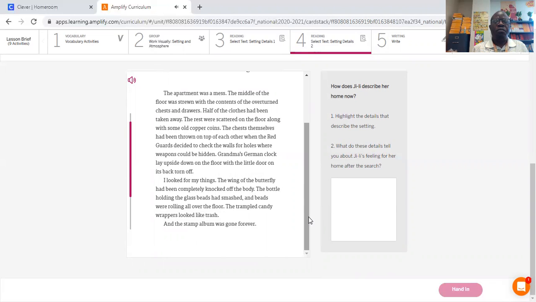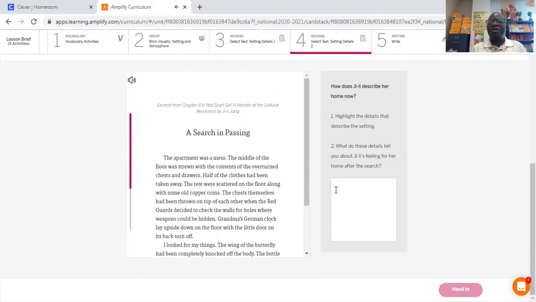I looked for my things. The wing of the butterfly had been completely knocked off the body. The bottle holding the glass beads had smashed, and beads were rolling all over the floor. The trampled candy wrappers looked like trash. And the stamp album was gone forever.